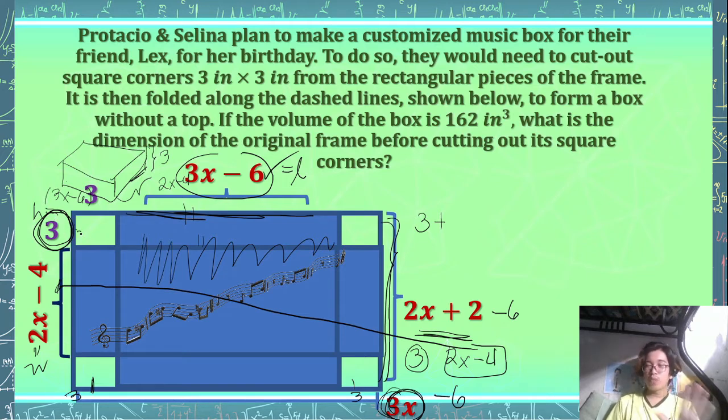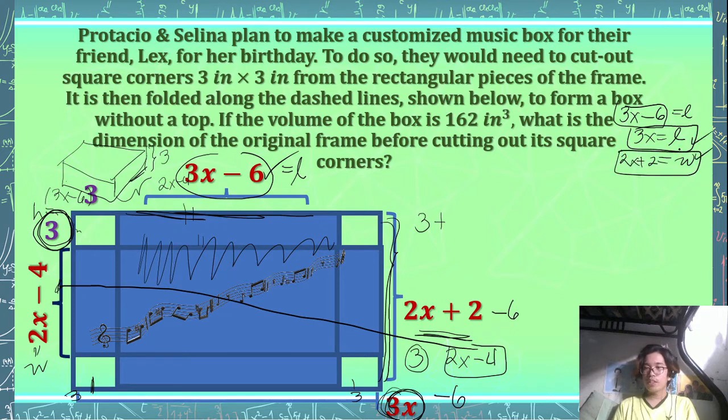So what formula can we create, guys, in order to find the value of x for this one and to know the original frame dimensions before cutting out its square corners? How can we do that? Essentially, we're trying to find the value of 3x, which is the original length, and we're also trying to find the width, which is equal to 2x plus 2. So how can we find these two values?